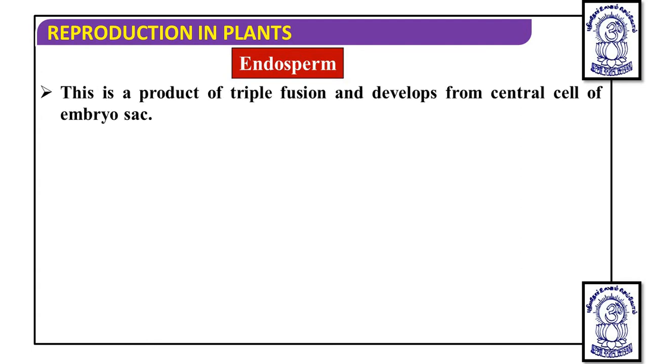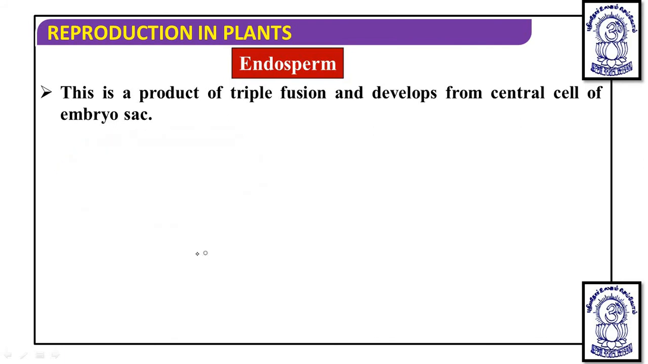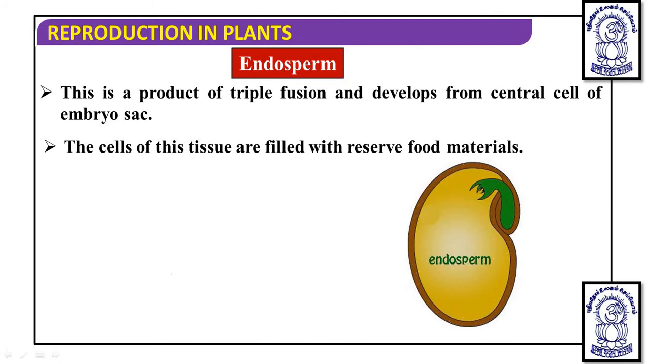It develops from the primary endosperm cell or the central cell of the embryo sac, meaning it is a product of triple fusion. Now you can see it is generally a triploid tissue because it is formed after fertilization, and the cells of this tissue are filled with reserve food material. So it is a nutritive tissue. You can see in this pictorial diagram the yellow colored part is shown as the endosperm. Why? Because it is a nourishing tissue, a developing tissue, rich in food.